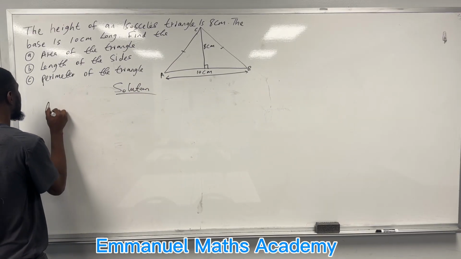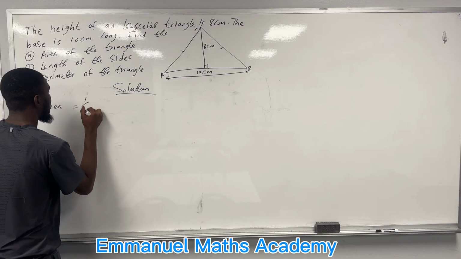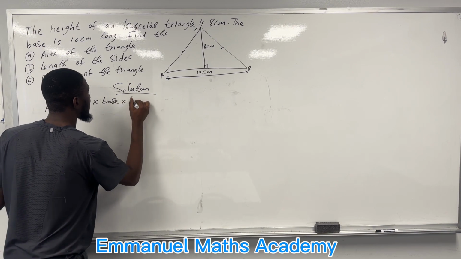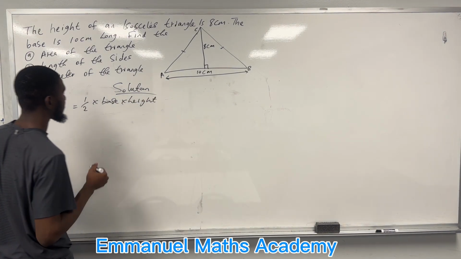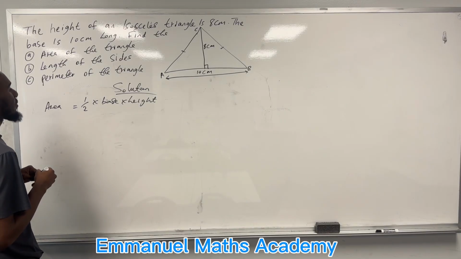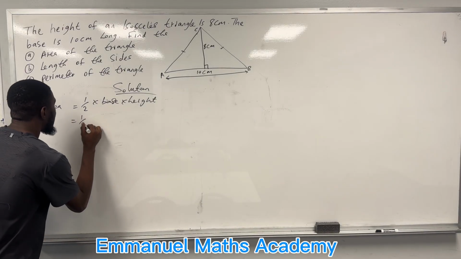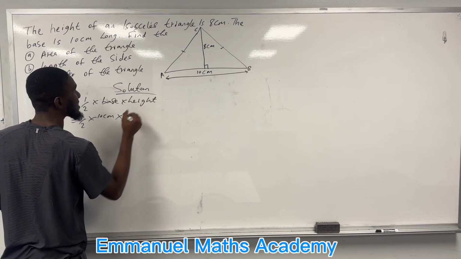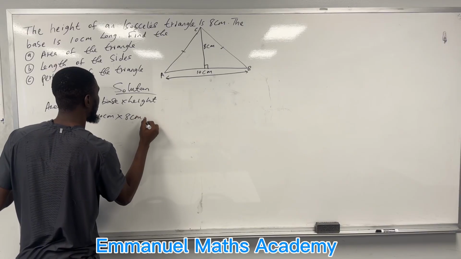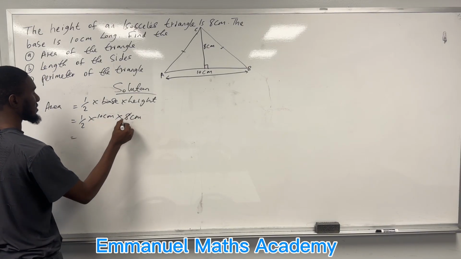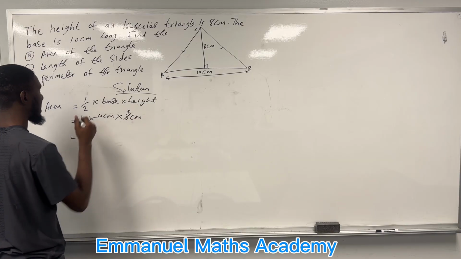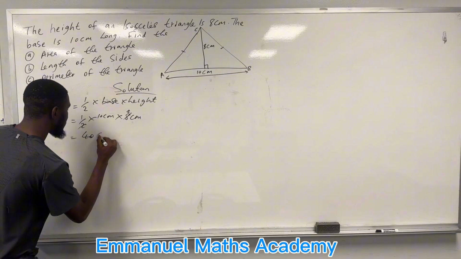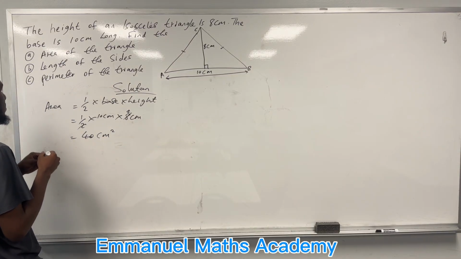So the area of a triangle, area is half times base times height, right? Good. So this is equal to 1/2 times, what's our base? Our base is 10 cm. What's our height? Our height is 8 cm. Alright, so this is equal to, this cancels this, you have 4. 4 times 10 will give you 40. Then cm times cm will give you cm square. So this is the first one.